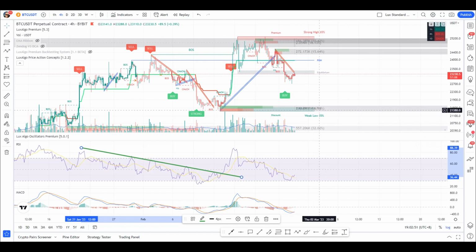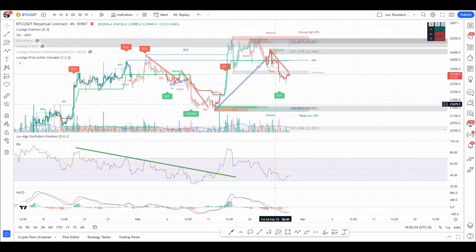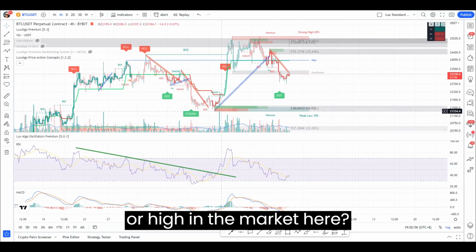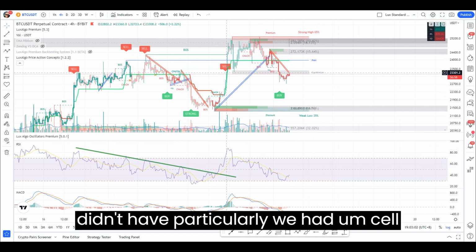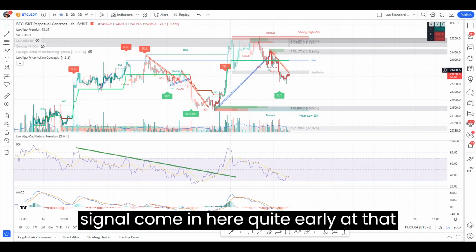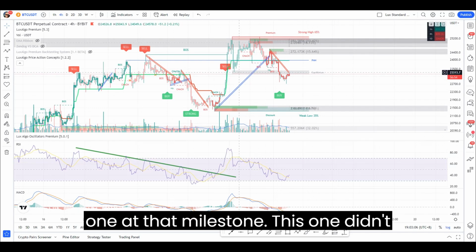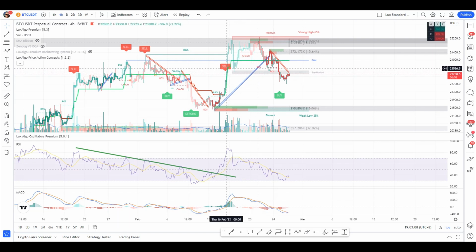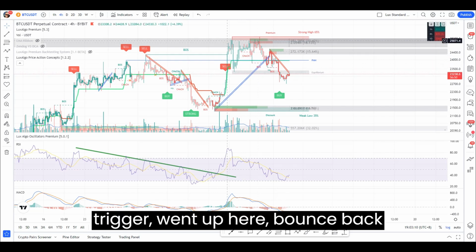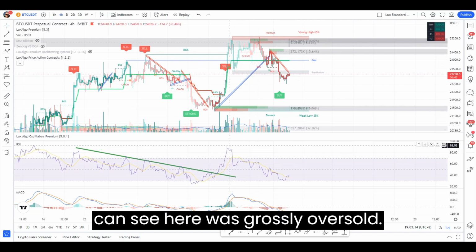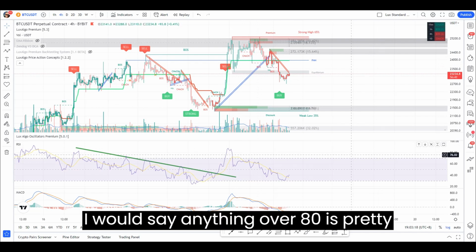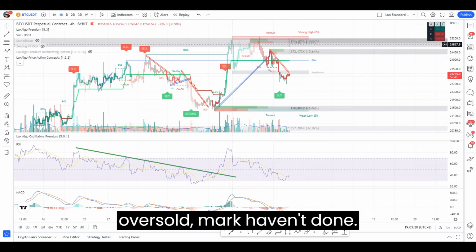Weak buy, low or high in the market here. So again, the market was coming up. We didn't have a particular signal, we had a sell signal come in quite early at that middle zone. This one didn't trigger, went up here, bounced back here. Obviously, RSI, as you can see here, was grossly overbought. I would say anything over 80 is pretty overbought.